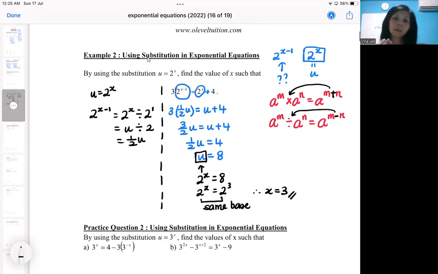So you are using a third party to help you to find x indirectly. That is the idea. But this idea is not so easy because you need to break the indices backwards.